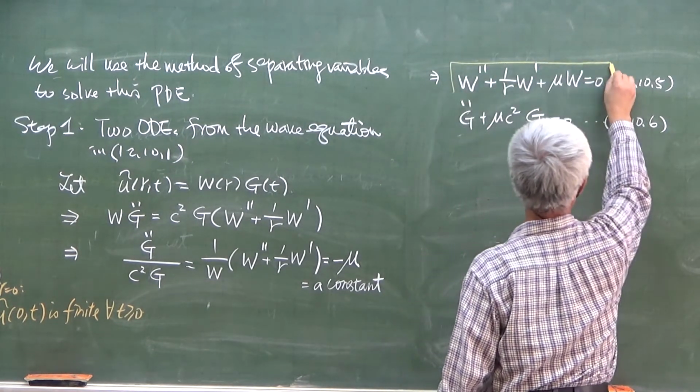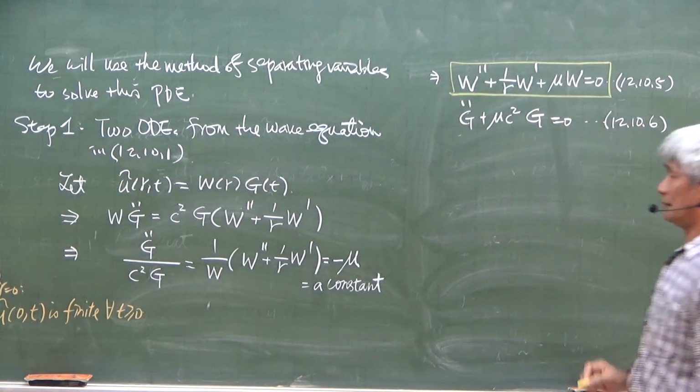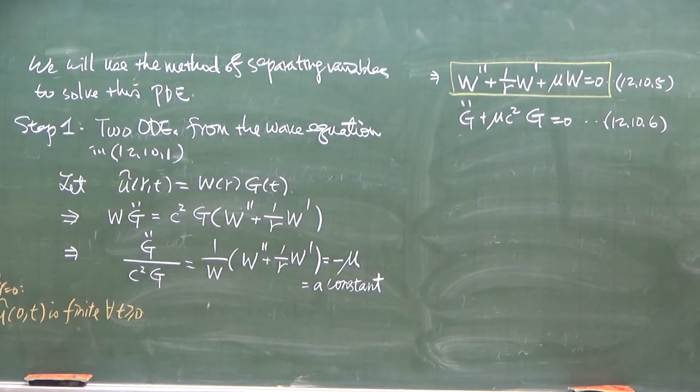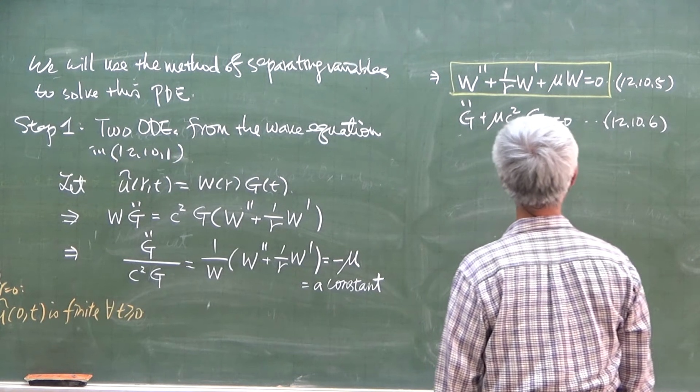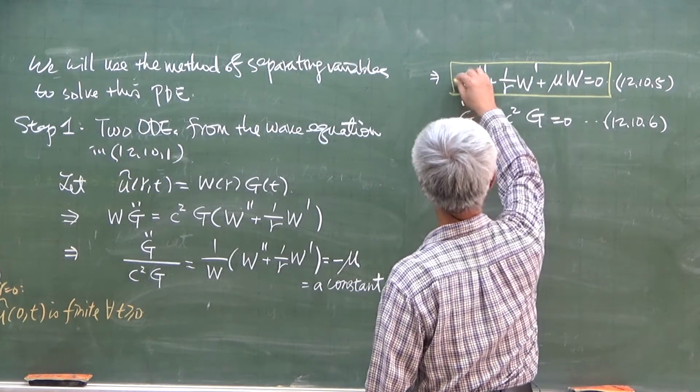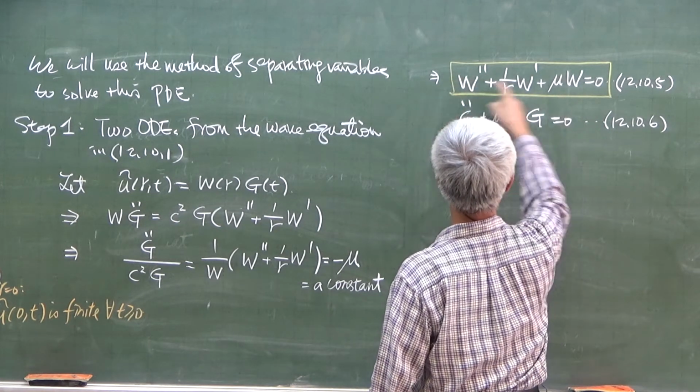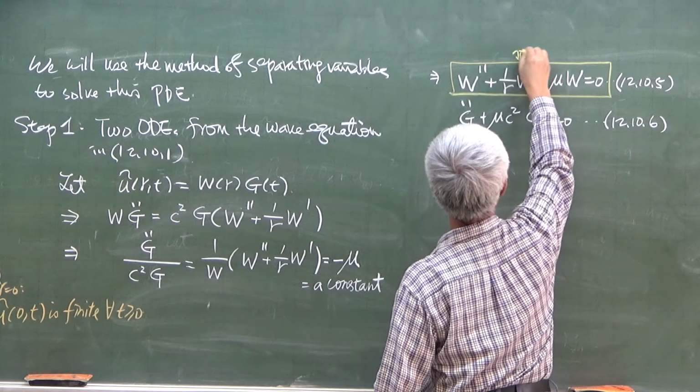But what is that? This is a quite familiar differential equation. It is the Bessel function equation. How can we say that? Well, when we multiply with r, so this is actually equal to r.